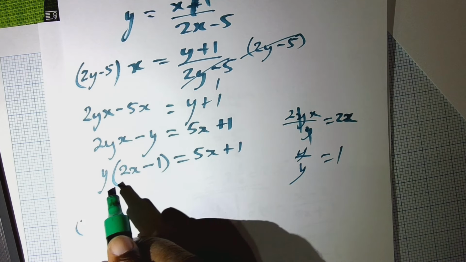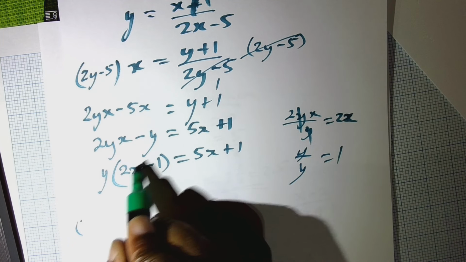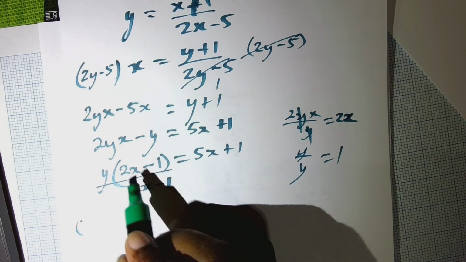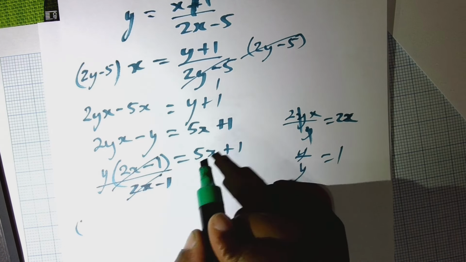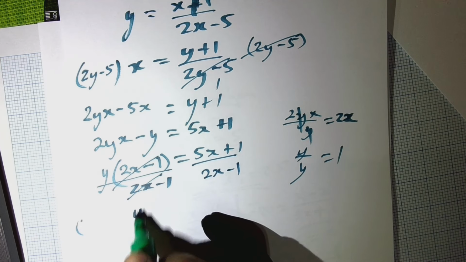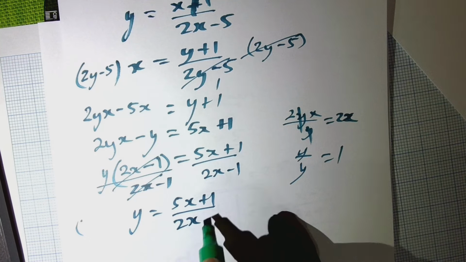Now I have y times this give me this. Now to isolate y, I recognize that the 2x minus 1 is multiplying y, so I simply divide to cancel it out. I divide also by the same expression. I was left with y equals 5x plus 1 over 2x minus 1.